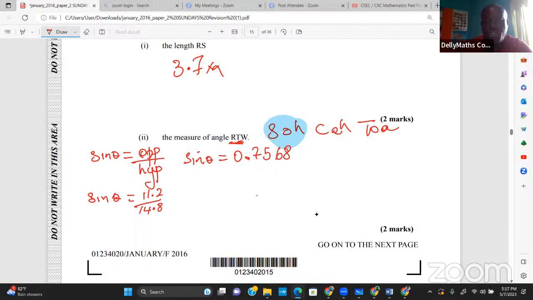All right. So now, if I want to find the angle, I'm going to use the inverse. Sine inverse of 0.7568. Activate your sine inverse. Make sure your calculator is in degree mode. And I'm getting 49.2 degrees. If we're not told anything, we normally use three significant figures. All right, so I'm getting 49.2.